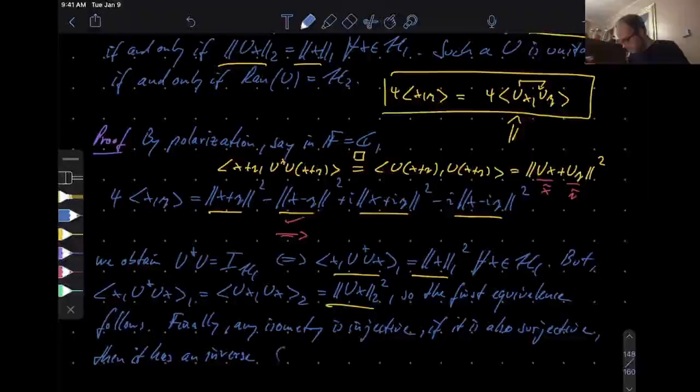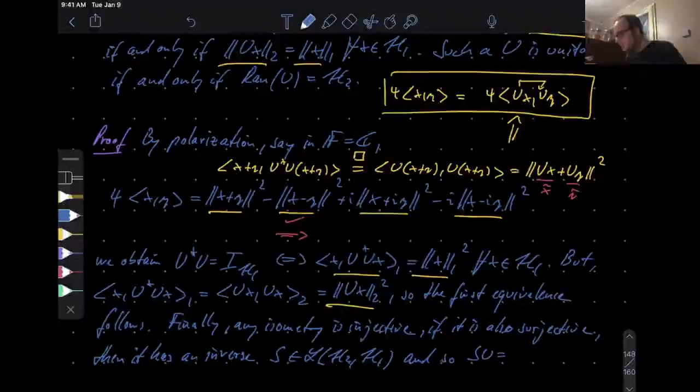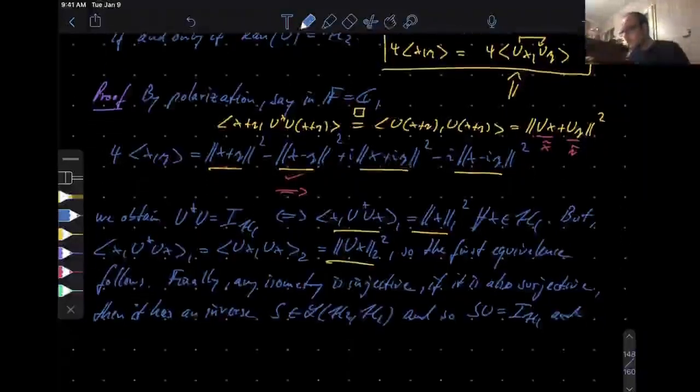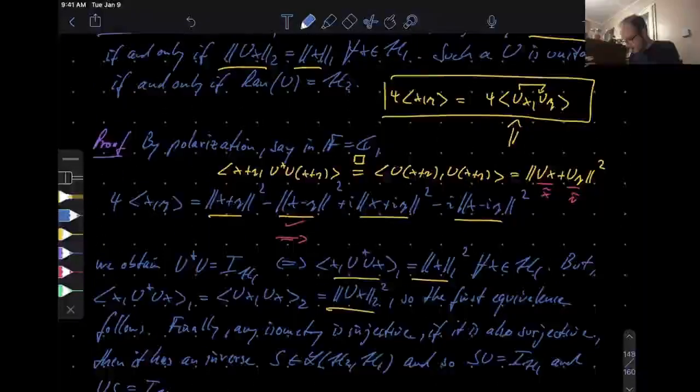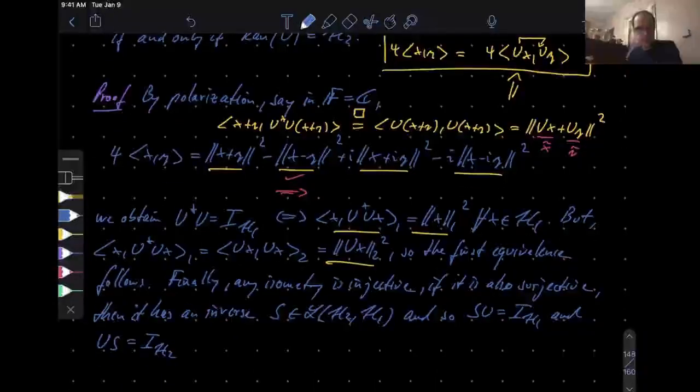Then it has an inverse S in L(H2, H1), and so SU is equal to the identity on H1, and US is equal to the identity on H2. Of course, this S is just U to the power -1, but I don't use that notation because I have to show now that S is equal to the adjoint, right? That's why I prefer S, okay?